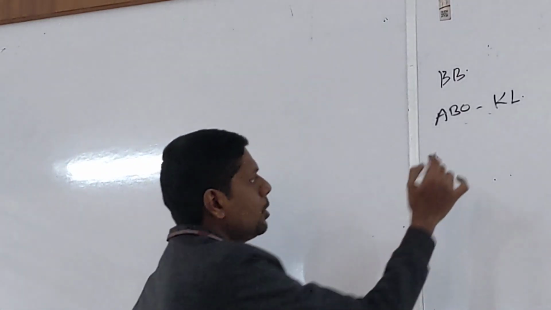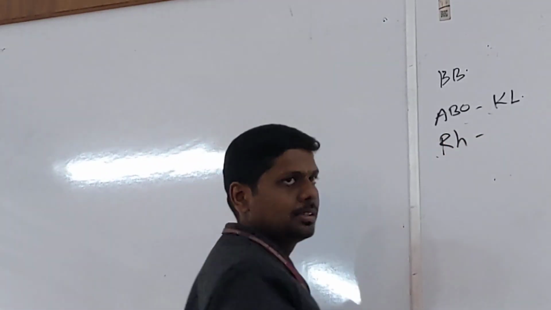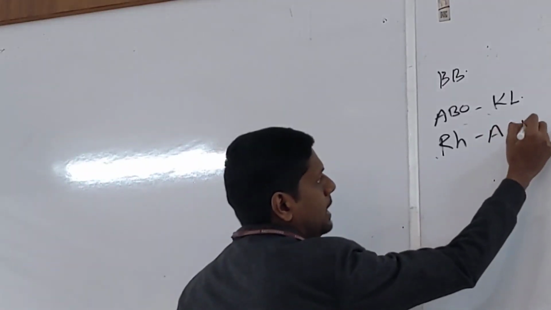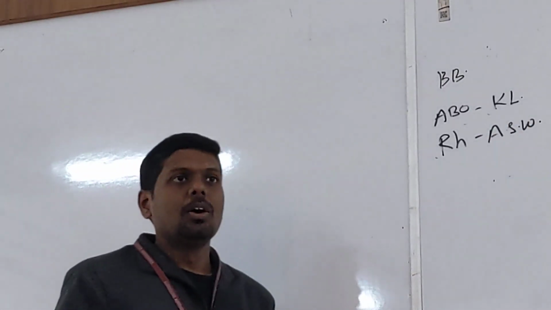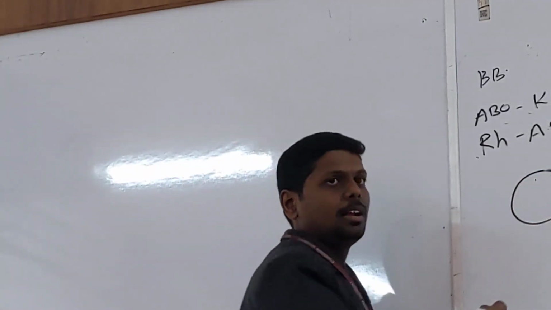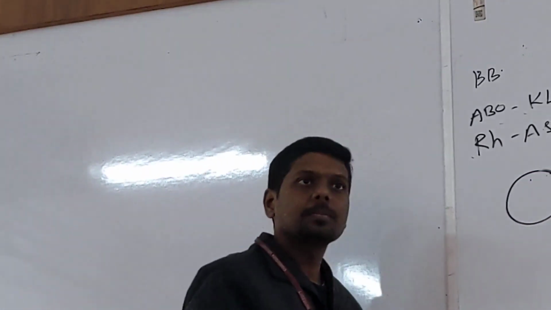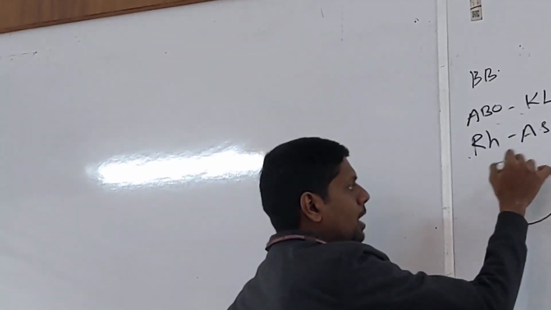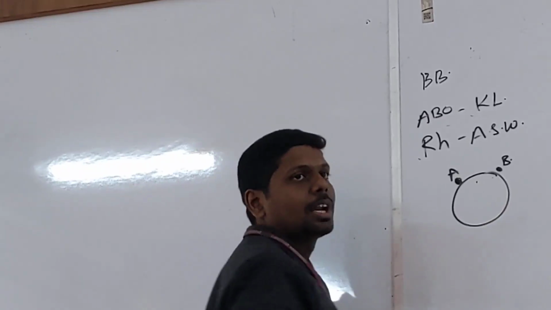Landsteiner discovered hemoglobin. Then who discovered RH typing? Alexander S. Wiener. Okay. So what are the antigens present on the surface of red blood cell? How many antigens we have? Two, sir. A and B. Antigen A we have and antigen B we have, right?